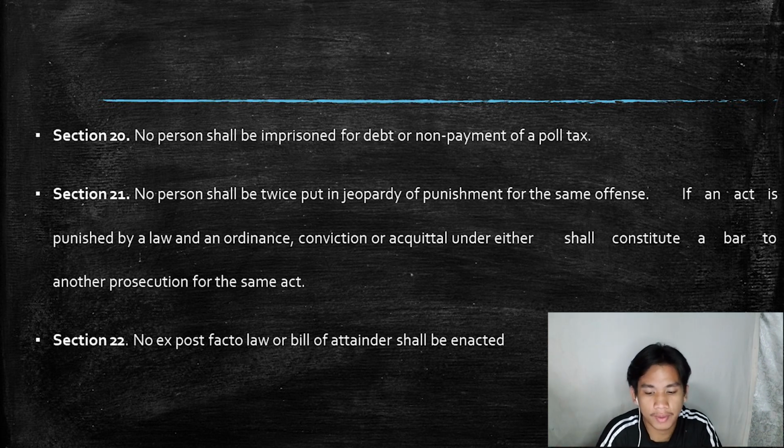Section 21. Meaning of double jeopardy. When a person is charged with an offense and the case is terminated by acquittal or conviction, he will not be charged again with the same offense. Purpose of the right against double jeopardy: protection against the perils of a second punishment as well as a second trial for the same offense.